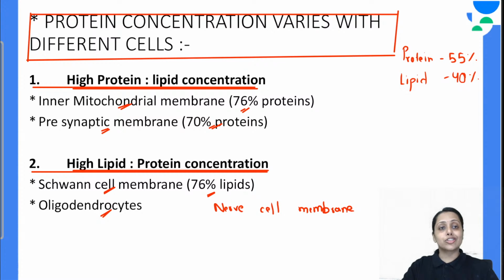Next, this is also important. Normally the protein concentration in our cell membrane is 55%, lipid is 40%, but there are some exceptions. Some membranes consist of a high protein to lipid ratio, with more than 55% protein. In this we have the inner mitochondrial membrane and the presynaptic membrane. And there are some membranes where the lipid to protein ratio is higher. In this we have the nerve cell membranes like the Schwann cell membrane and the oligodendrocyte.